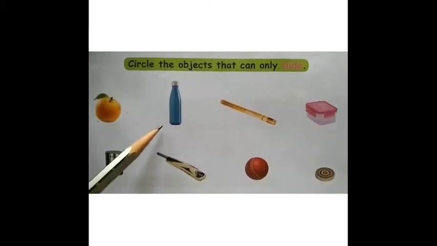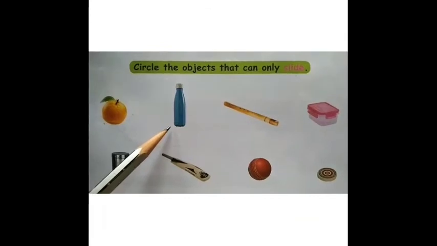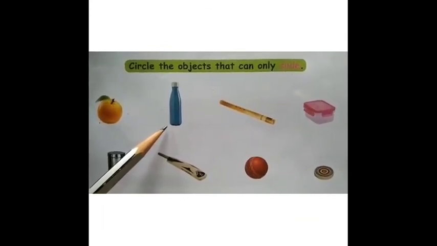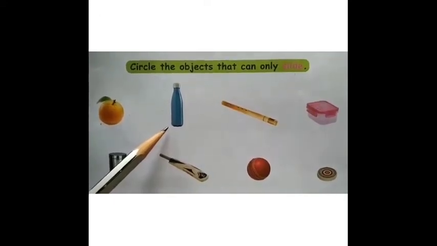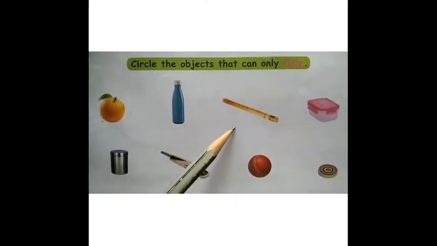Let us see the second one. Children, the second picture is what? The second picture is a water bottle. It is a round shaped object. Can it roll or slide? It can only roll.